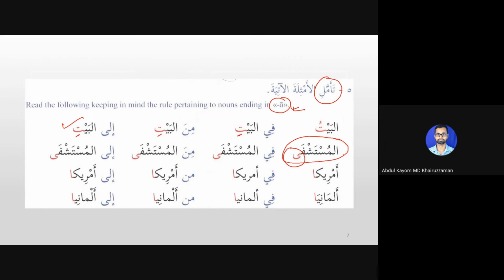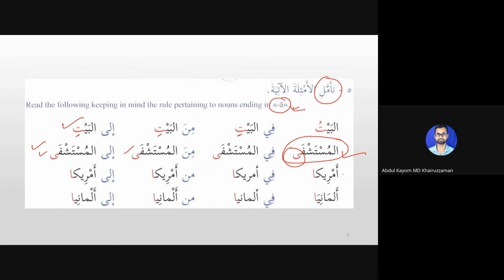Can you read this word? Can you read the entire line? المستشفى، في المستشفى، من المستشفى، إلى المستشفى. So al mustashfa, fil mustashfa, minal mustashfa, ilal mustashfa.